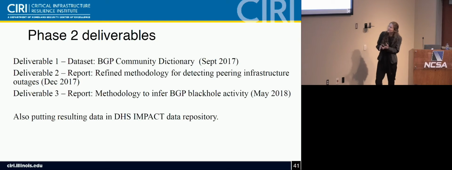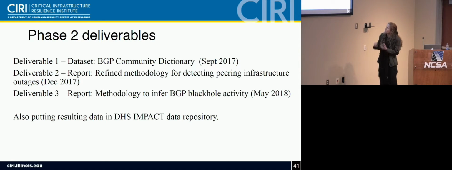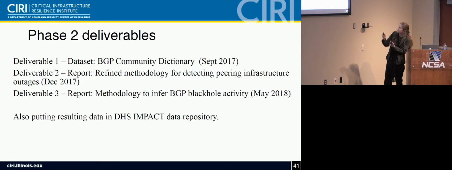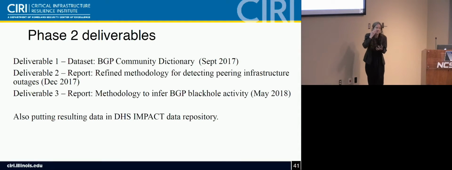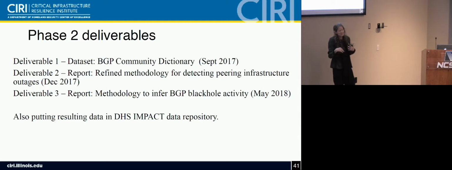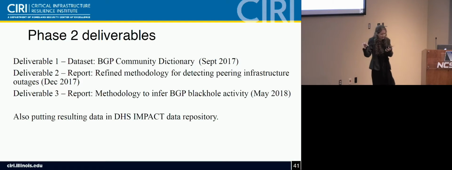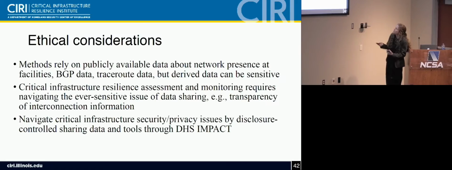So what we're going to try to do is make available this BGP community data set that really is the secret sauce of this particular analysis, provide a refined methodology, and then also apply the BGP community analysis to doing inference of BGP black holing activity. This is when you are experiencing a DoS attack and you ask some third-party service provider to help you absorb the DoS attack by, say, black holing a chunk of your address space so that it routes to null. Maybe takes it off the net so that it's not taking your network off the net. All data will go in IMPACT.